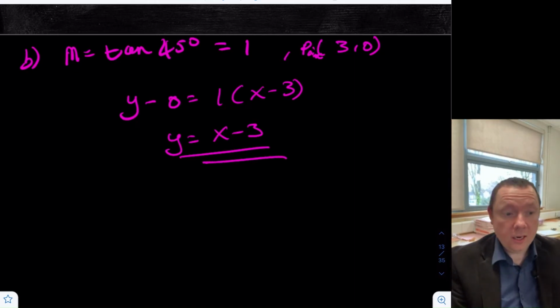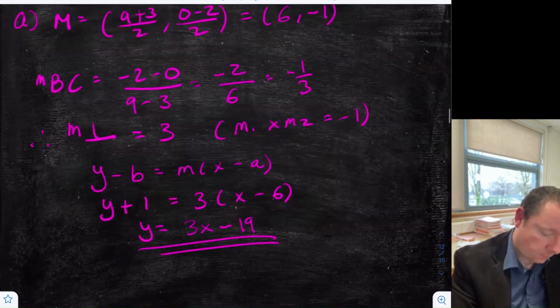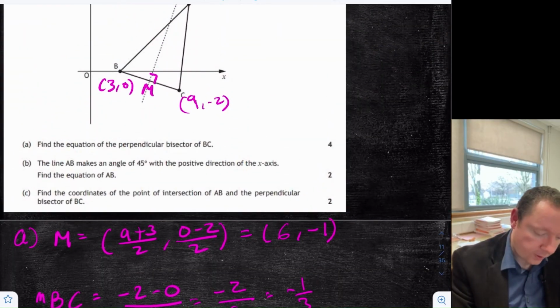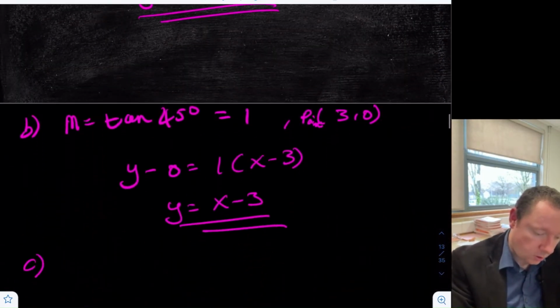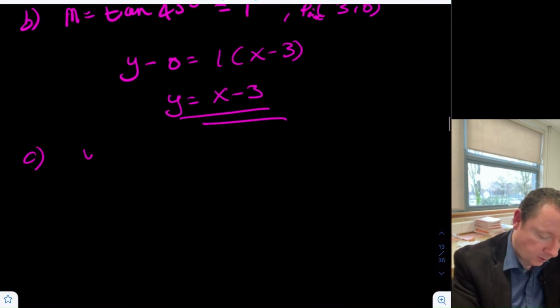And we've got 2 marks here. Part C. Find the coordinates of the point of intersection of AB and the perpendicular bisector BC. Simultaneous equations in other words. So we've got 2 equations, y equals 3x minus 19, y equals x minus 3.